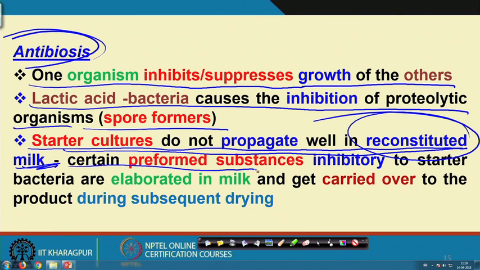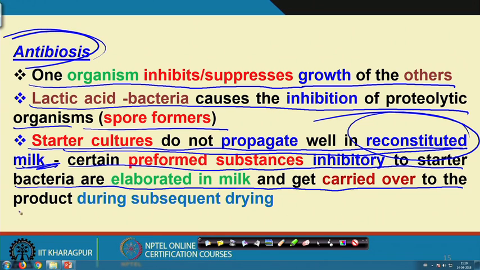Certain preformed substances inhibitory to starter bacteria are elaborated in milk and get carried over to the product during subsequent drying, right. So, with this, all three are finished and we finish this class.